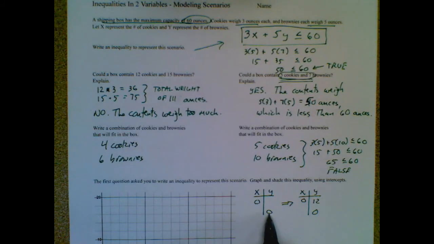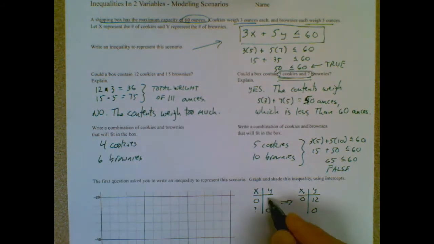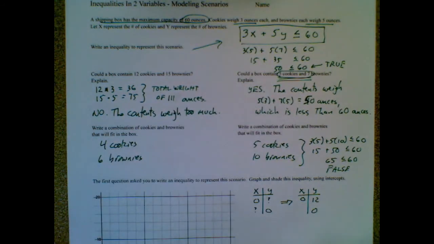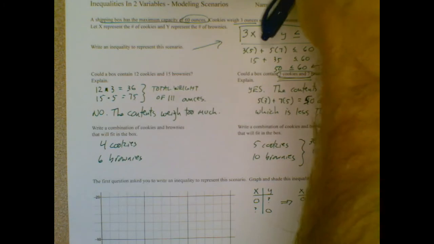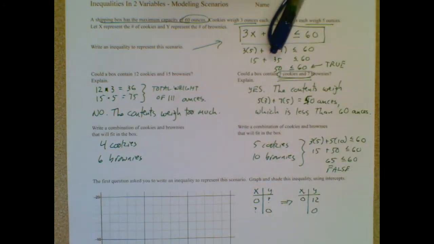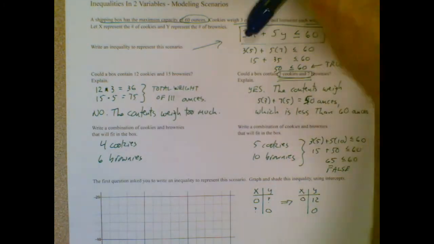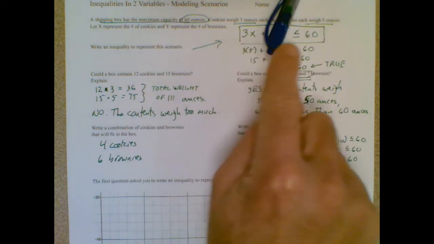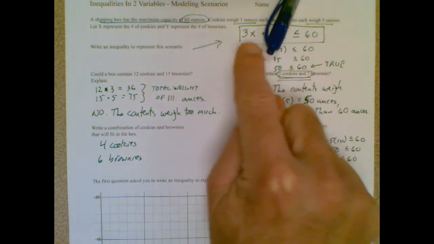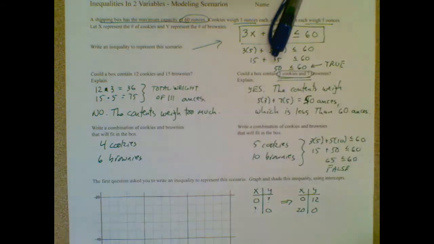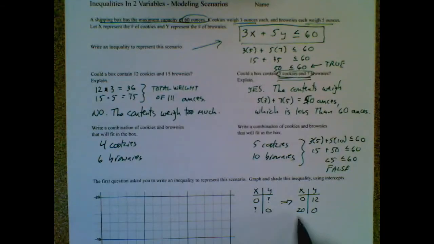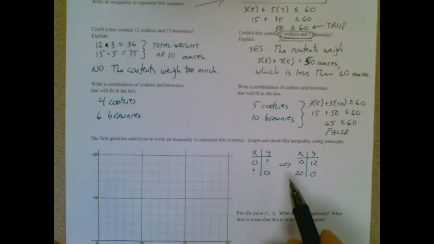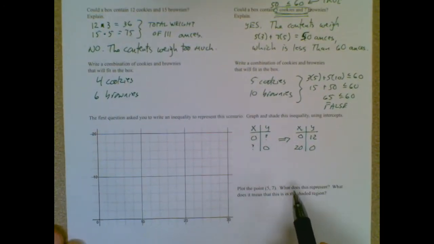For the other one, if y is 0, what is my x going to be? Well, if y is 0, that means you ignore that term. The 5y becomes nothing. So 3x equals 60. Sorry, let me restate that. 3x equals 60, and if I solve 3x equals 60, the x would have to be 20. So now I have the intercepts, and I can plot them on the graph.